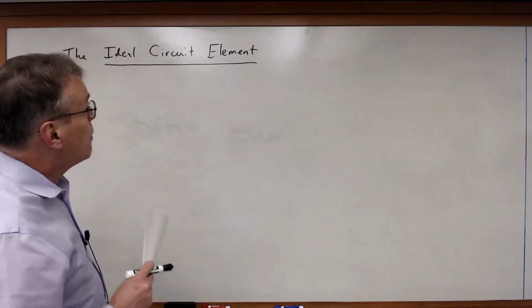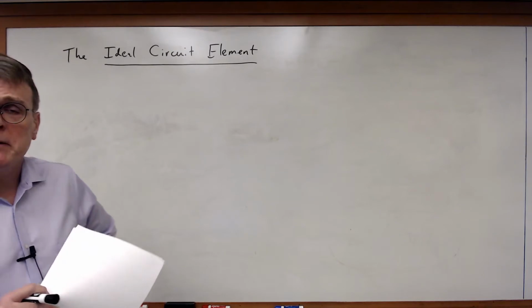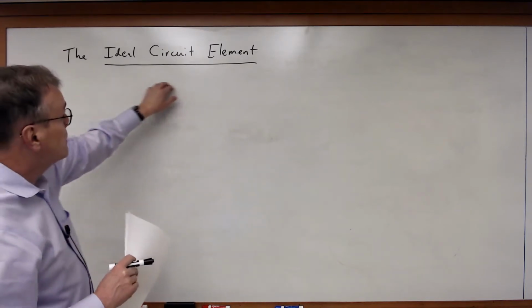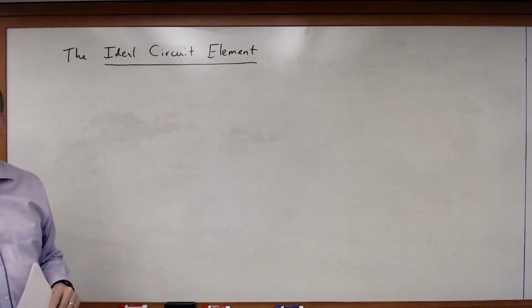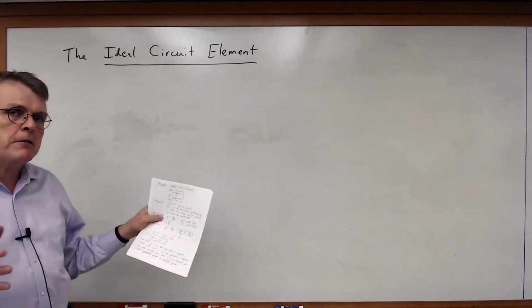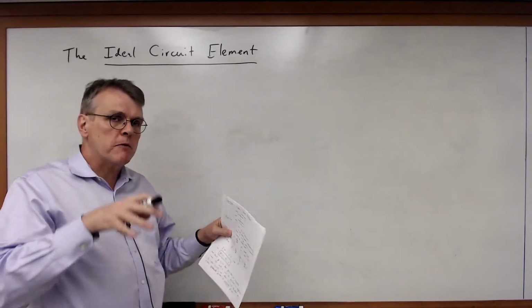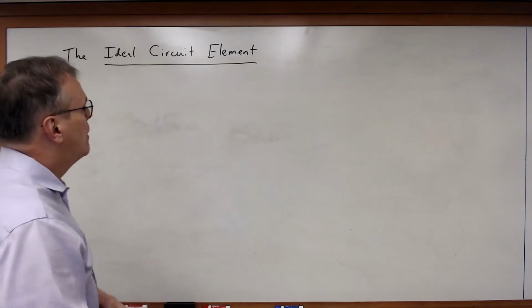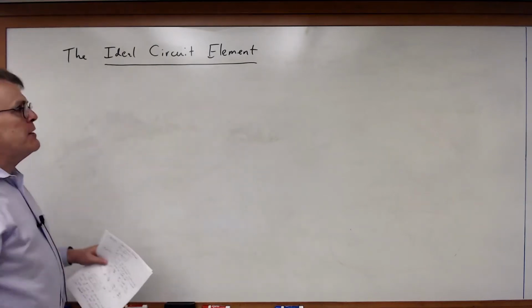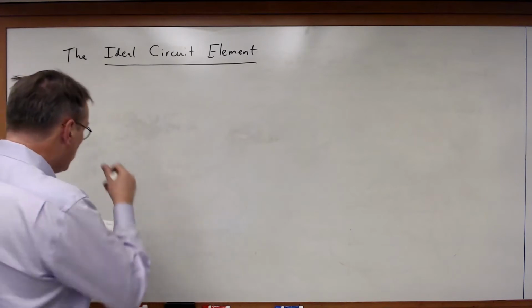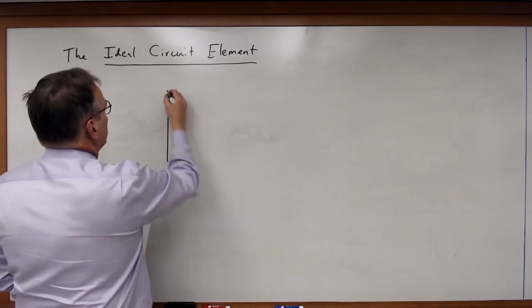Okay, now we're going to continue our discussion of basic definitions in circuit analysis by looking at the definition of the ideal circuit element, which is going to form the basis for everything we look at in terms of the components we're going to use to build and analyze circuits. So what is the ideal circuit element at its highest level? Well, we can think of it like so.